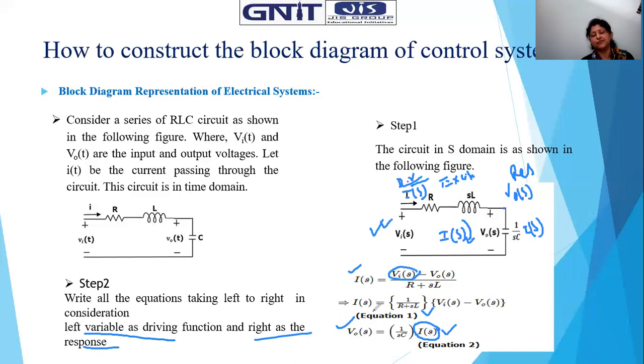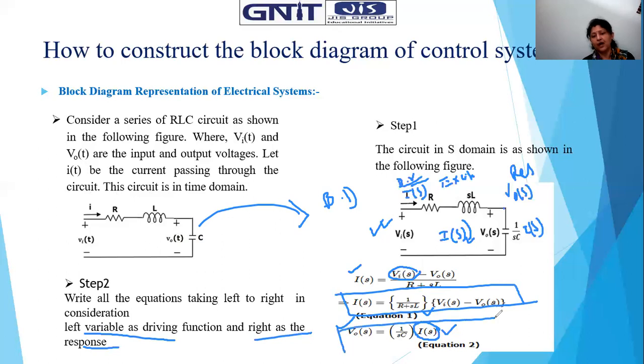With these two equations, we want to map this practical circuit into the block diagram. So we are moving from the actual network to the block diagram. What are the two equations we are going to use now? Equation number 1 and equation number 2. These two equations we are going to use. The first step is to derive the block diagram, starting from the S domain network. And what is the second consideration?